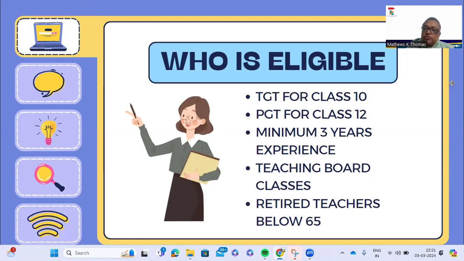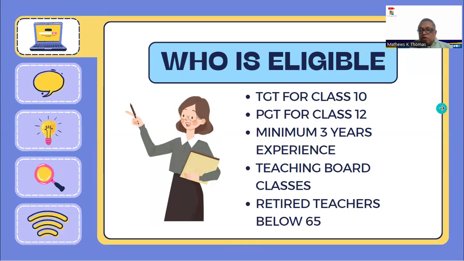Also, they are giving the opportunity to teachers who have retired. Retired teachers have a lot of experience and expertise, so they are most welcome, provided they are below the age of 65. So if you are a recently retired teacher, 60, 61, 62, up to 65, you are still eligible for the corrections. So this is the criteria. If you don't fall into this criteria, you will not get the evaluation letter for corrections.